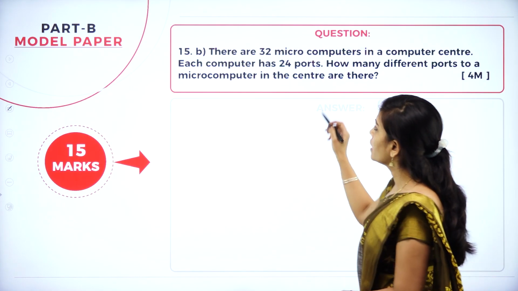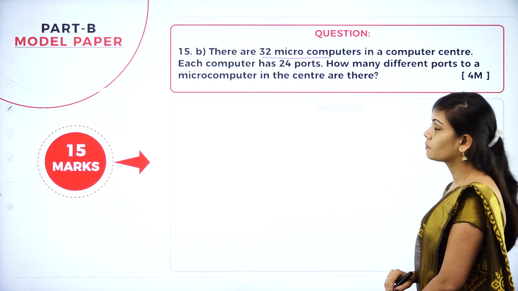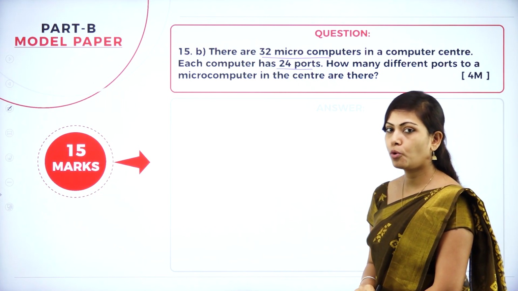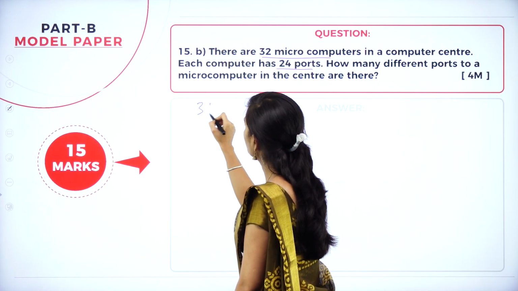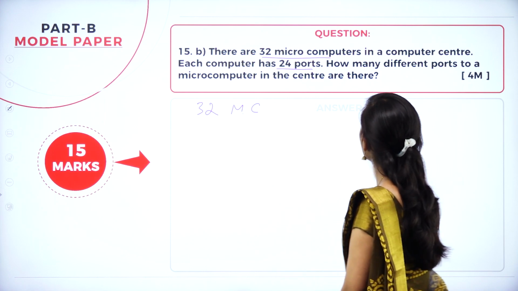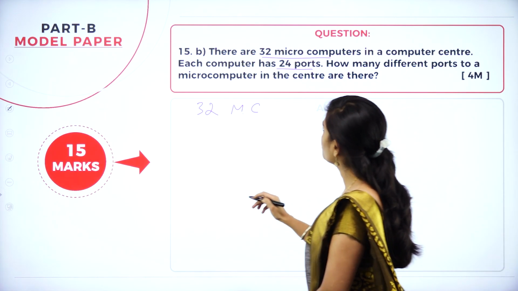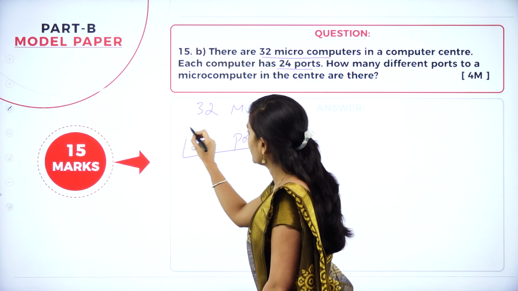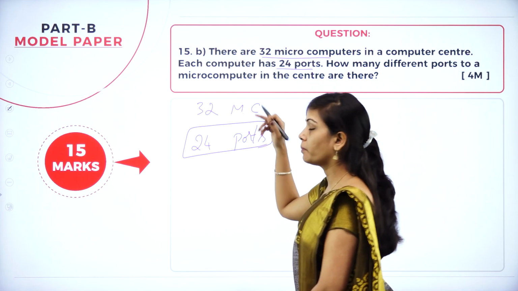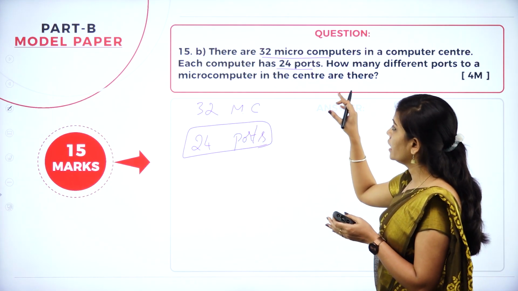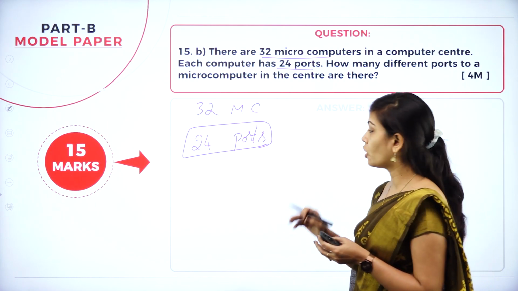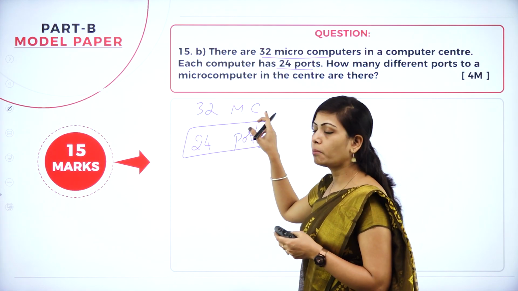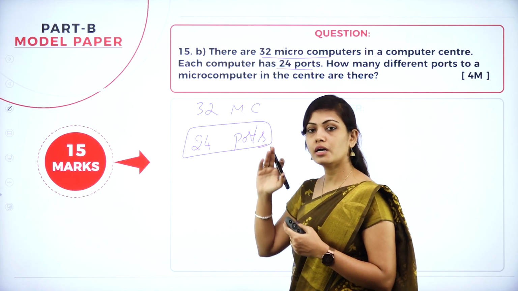And the next one we have: there are 32 microcomputers in a computer center. Each computer has 24 ports. 24 ports and 32 microcomputers. Just observe that here you have to use the pigeonhole principle because the number of ports is less than the number of computers. Is it right? So 32 microcomputers are there, but the number of ports is 24.